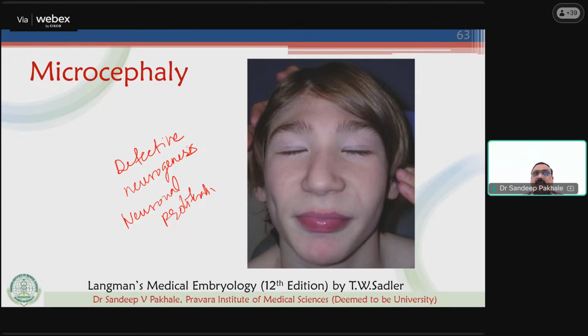Because the skull follows brain growth, reduced brain size leads to a small cranial vault. Clinically, it is associated with intellectual disability, developmental delay, and also neurological deficits.